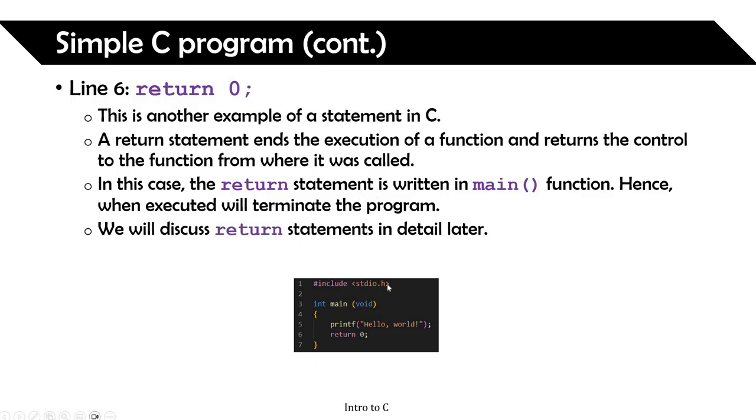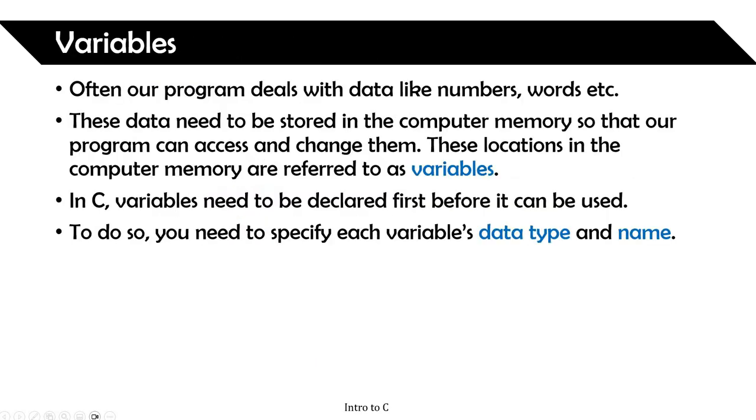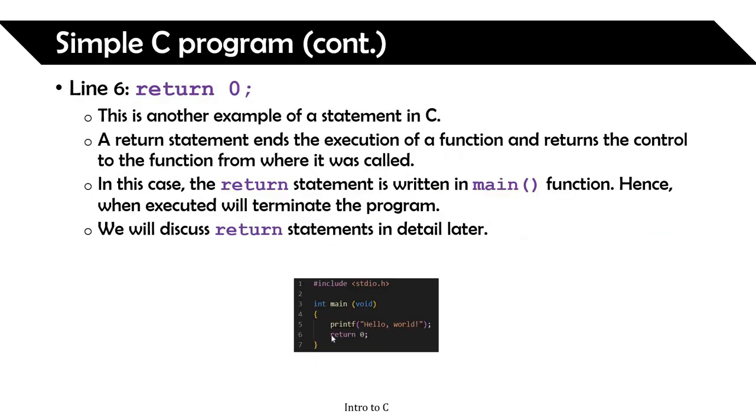In this case, when the return statement is written in the main function, the moment it sees return 0 it will terminate the program. So the function of writing return 0 means you don't want to run the program anymore. End and terminate the main program now. Variables we'll see in our next class.